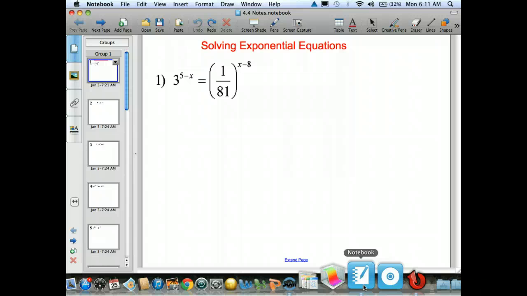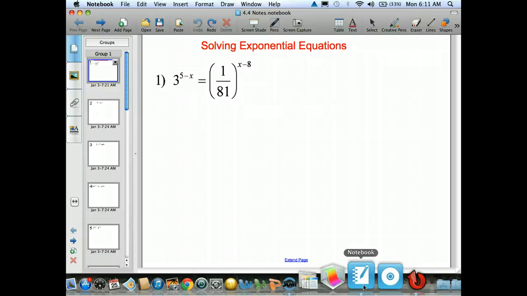Okay, everyone, today we're going to talk about solving exponential equations. And the first example I have is a problem that we've seen in the past, but I just want to remind you that there is a particular case when you're solving exponential equations that all you need to do is change the base in order to solve the equation.